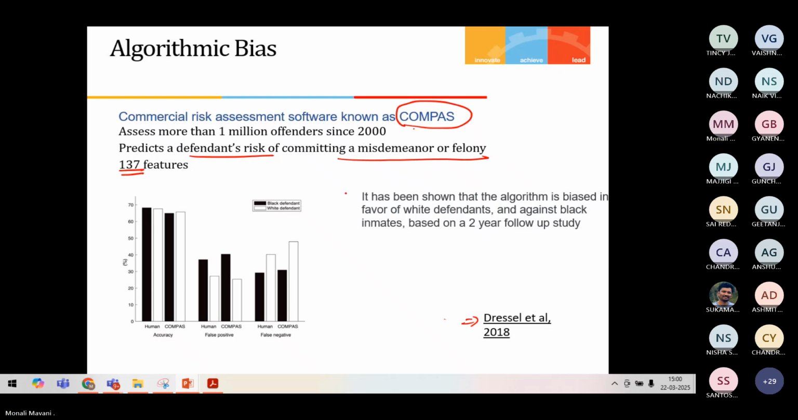This is the conclusion made by the researchers: it is in favor of white defendants against black inmates, based on a 2-year follow-up study. The software is predicting whether a person will commit a felony or not, a crime behavior prediction. And the software was predicting more black people as having the possibility of committing a felony or some kind of crime. So it's a very interesting paper, and you can read this study. That's the algorithmic bias of this AI-based software.